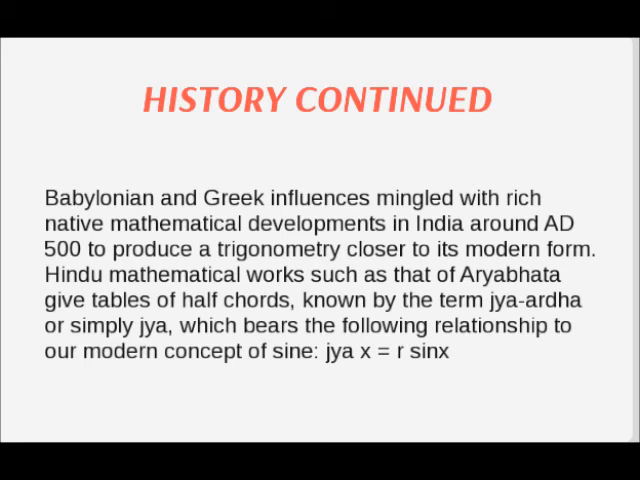Babylonian and Greek influences mingled with rich native mathematical developments in India around AD 500 to produce a trigonometry closer to its modern form. Hindu mathematical works such as that of Aryabhata gave tables of half chords known by the term Jya-Ardha, or simply Jya, which bears the following relationship to our modern concept of sine: Jya(x) equals r sine of x.